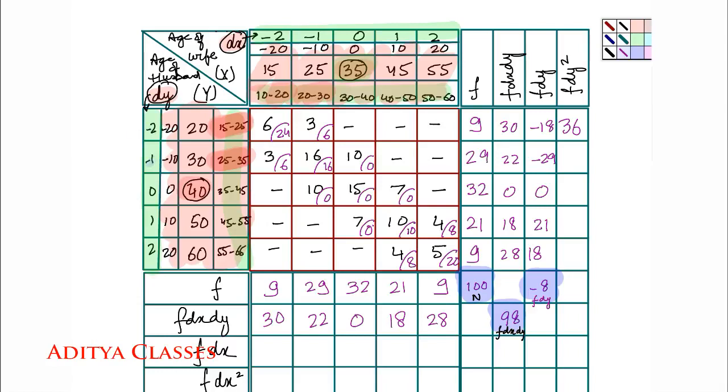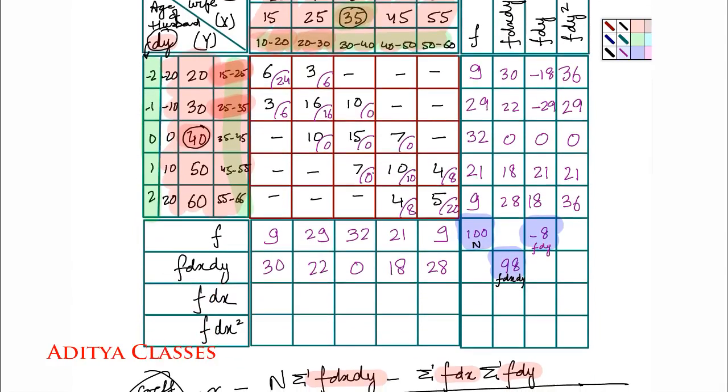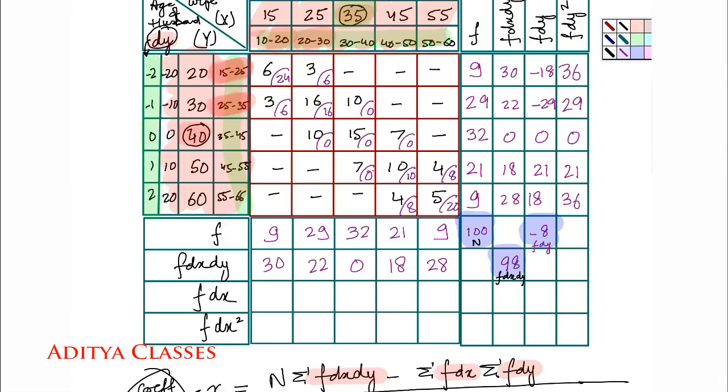Let us check the next one. Square of minus 1 is 1 multiplied by f. Dy square multiplied by f. 1 multiplied by 29 gives me 29. 32 multiplied by square of 0 will ultimately give you a 0. 21 multiplied by square of 1. Square of 1 is 1 multiplied by 21 is 21. And last case becomes 9 multiplied by square of 2, which is 4. So 9 multiplied by 4 gives me 36. So this is the correct way to find out f dy square.